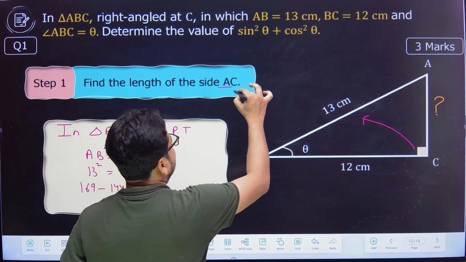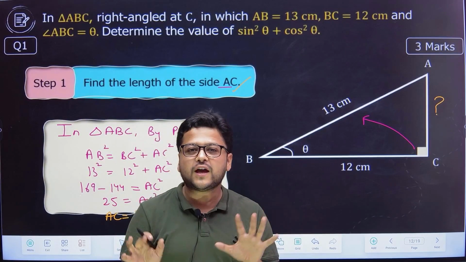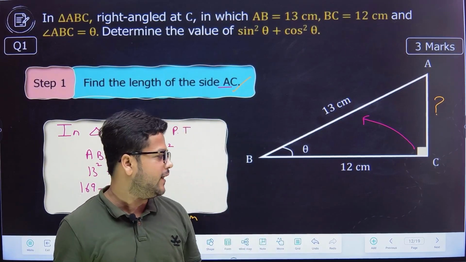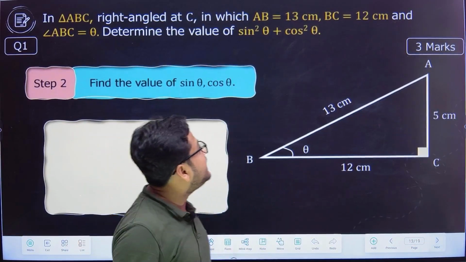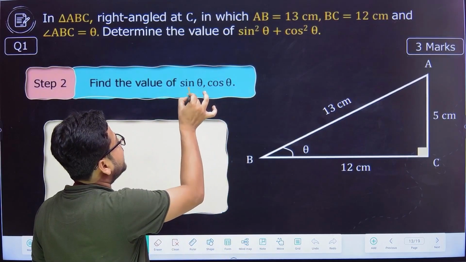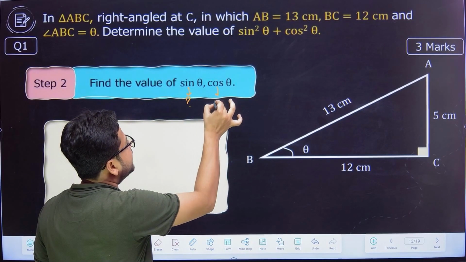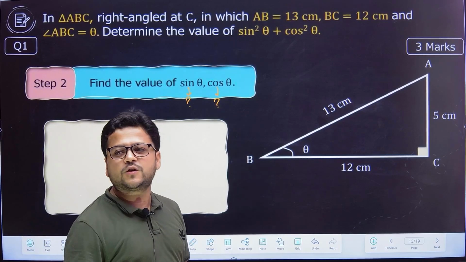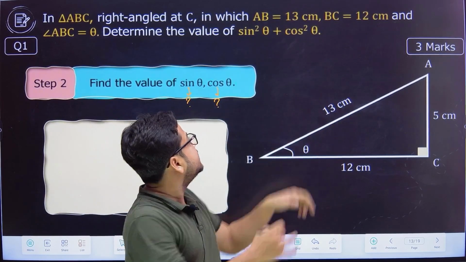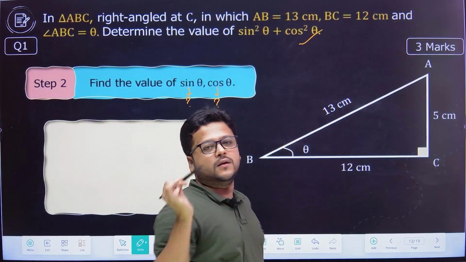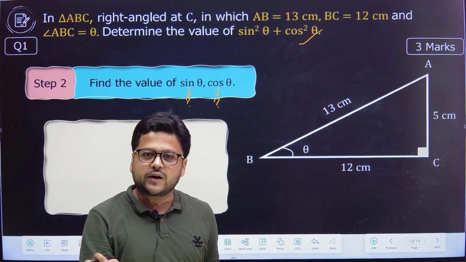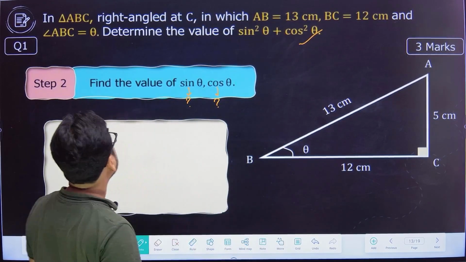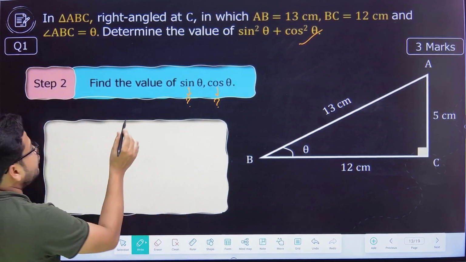We know AC is 5 centimeter now. Now we have all 3 sides. We can easily find the value of sin theta and cos theta. Find the value of sin theta and cos theta in the second step, and in the third step just put these values in the required expression. All right. Okay.